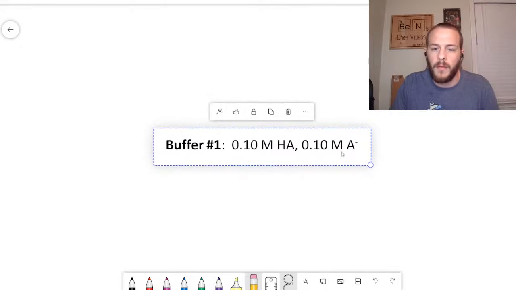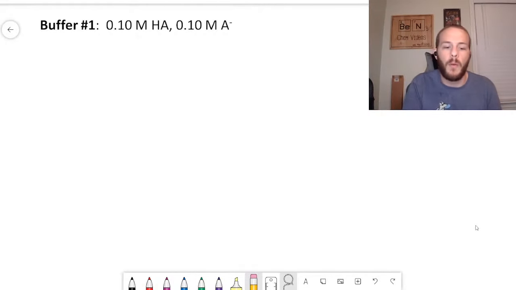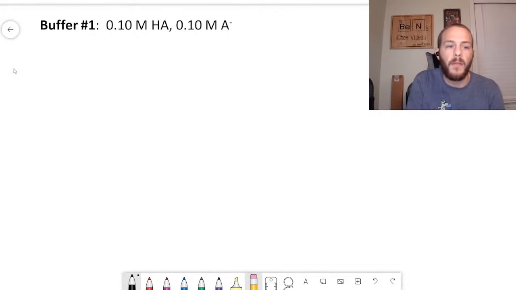So this is buffer number 1. We have 0.1 molar of the acid, 0.1 molar of the base. The pKa of the acid is 3.00, and we want to know what happens to it when we add 0.01 moles of sodium hydroxide. So the first thing that we want to do is calculate the pH of this buffer solution before we add any of that sodium hydroxide. I'm going to say that the pH, initially, I'll just give it a subscript of I for initial.